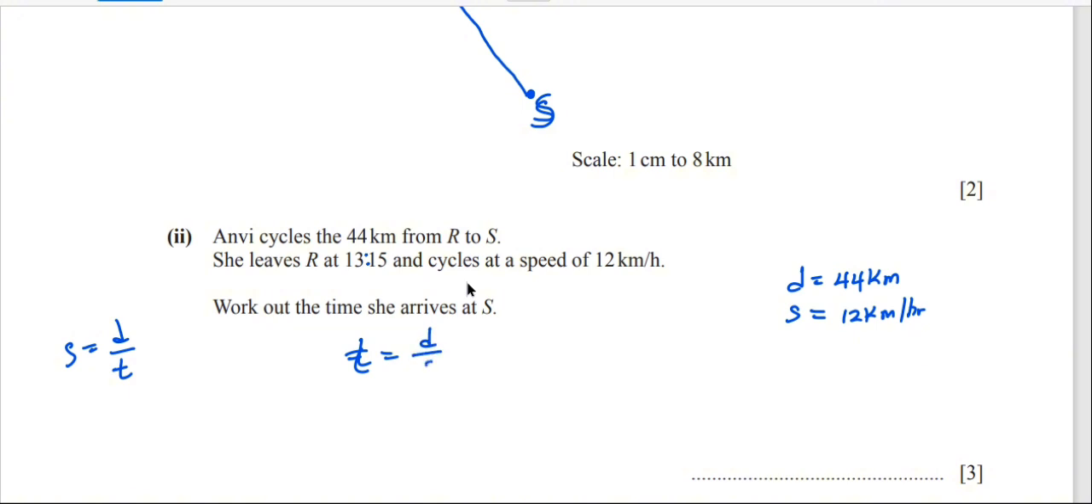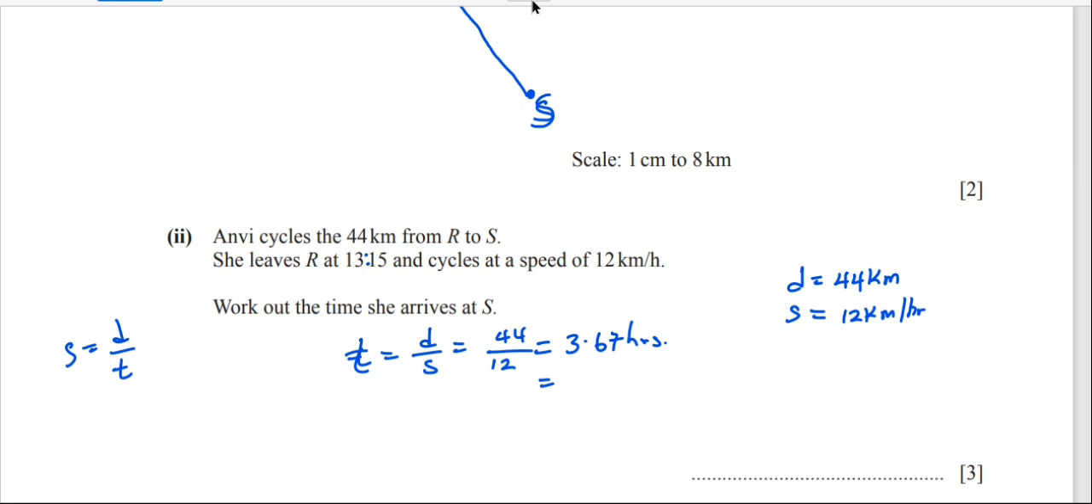Okay, so distance over speed, which is equal to 44 over 12, will give us 3.66, which you can say is 3.67 hours. Now remember, for these 3.67 hours we need to find the number of hours and the number of minutes. So you can go to your calculator and convert it.